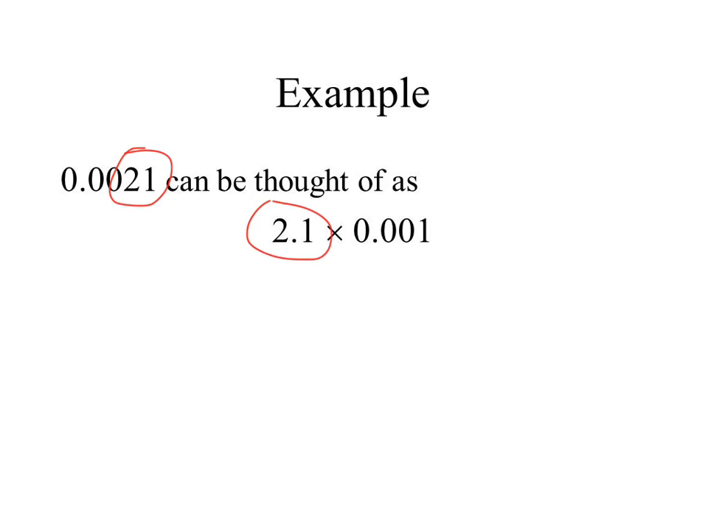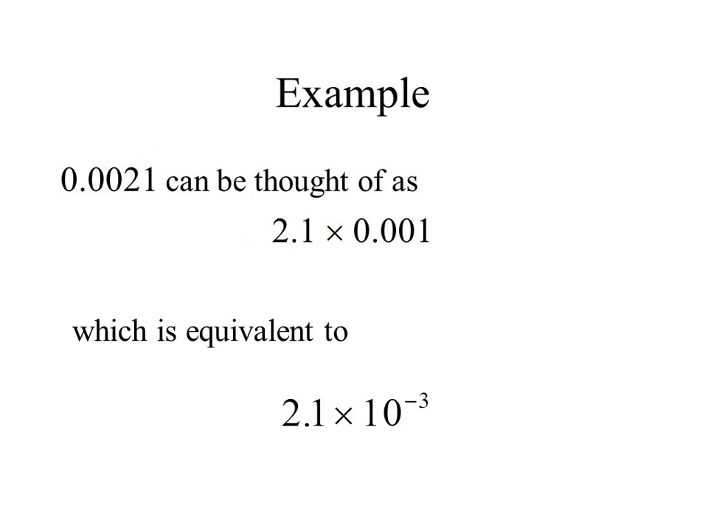And as some of you know, you have to move the decimal place over 3 places. You can also think of it as 2.1 times 0.001. Kind of break it up. And then what is 0.001? That is 10 to the negative third. So these are a pair of numbers packed up in scientific notation.